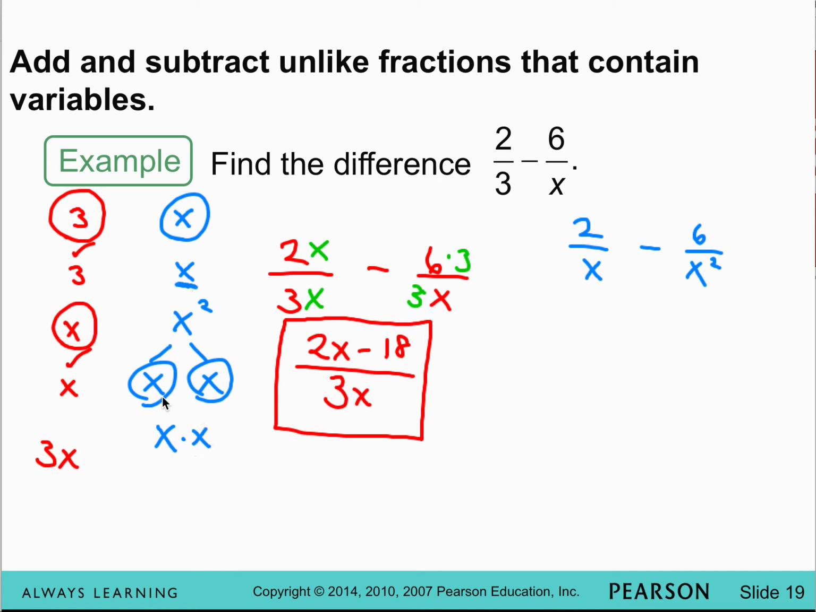Take what they have in common. They have an x in common. And this one has an extra x. So here's your least common denominator for this. In other words, this needs a times x, top and bottom. This one already has x times x, so don't change the numerator. Okay. Now that the denominator is x squared, you have 2x minus 6 for the numerator.